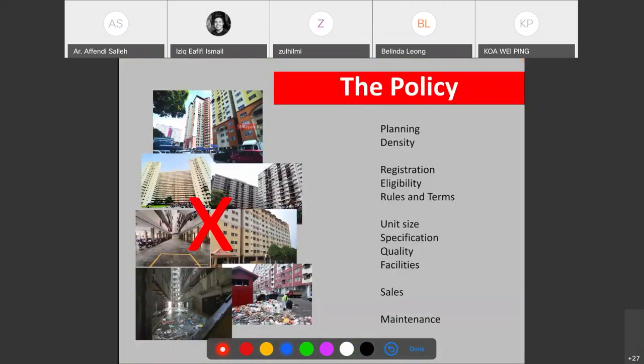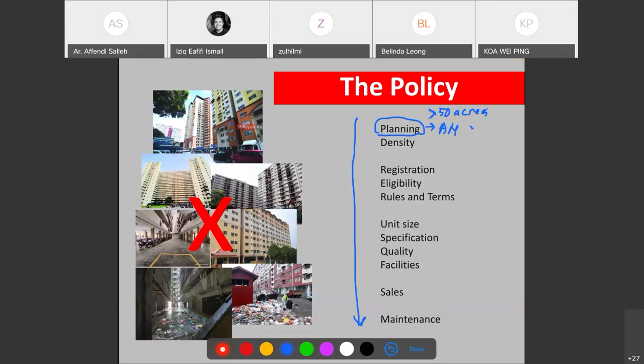So what is the policy talking about? What is the policy outlined by the state planning committee, by the Kerajaan Negeri? Okay, it's far-ranging, from the planning side to the maintenance of the property itself. From the planning side, the policy stipulates any housing developer with land size 50 acres and above must provide affordable housing. So anyone who wants to be a property developer must know this planning policy.